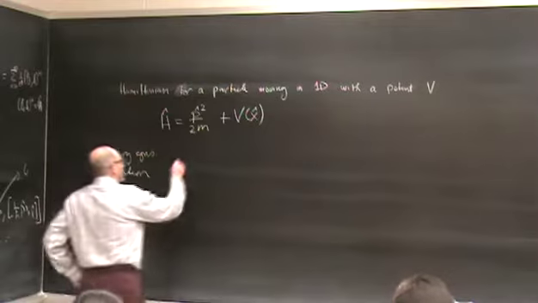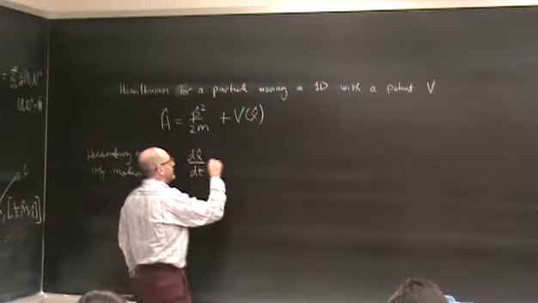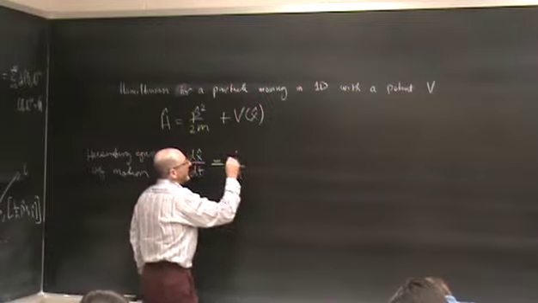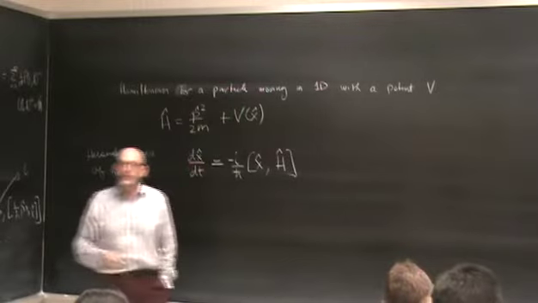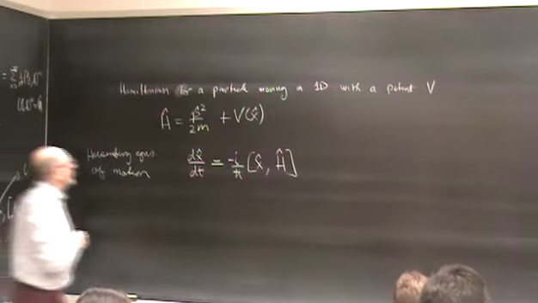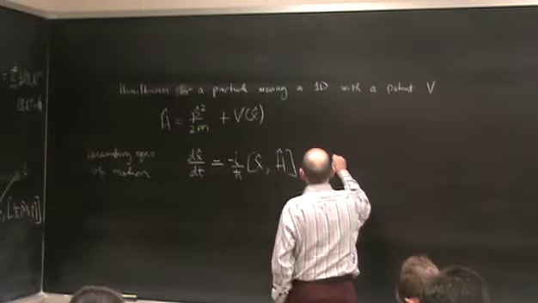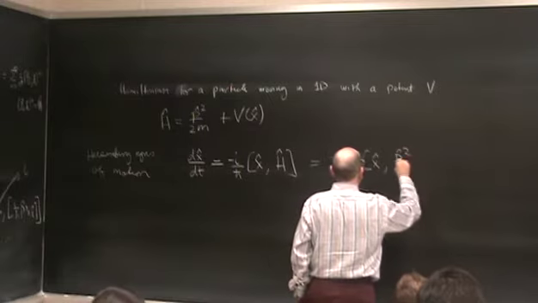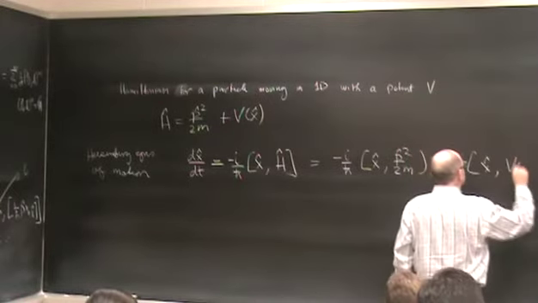So let's look at the derivative of x hat with respect to time. That's equal to minus i over h bar, the commutator of x with H, one of the forms that we have over there on the front board. So this is equal to what? Well, plugging that in, I get minus i over h bar, the commutator with the kinetic energy term, and the commutator with the potential energy term.